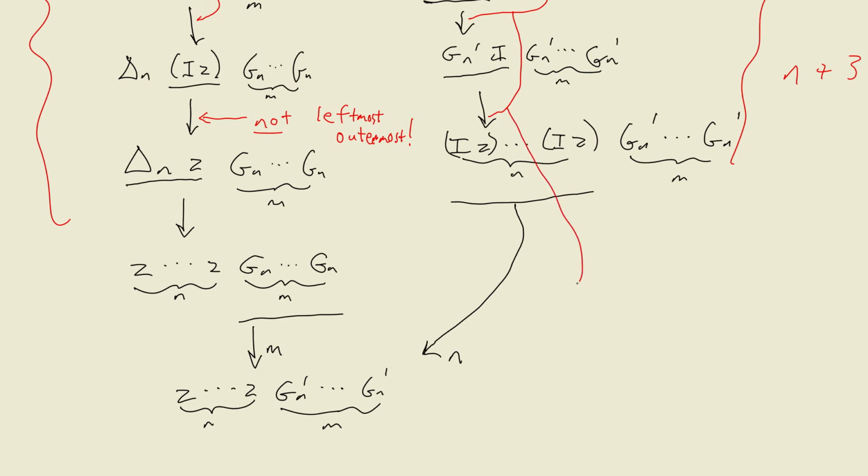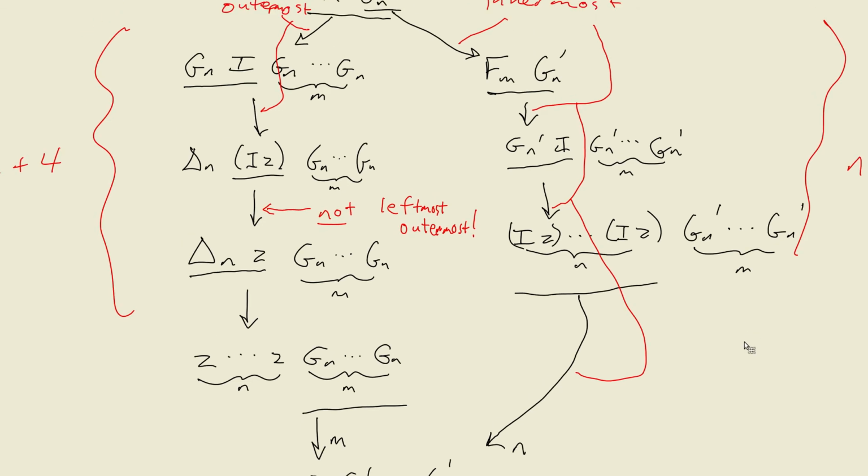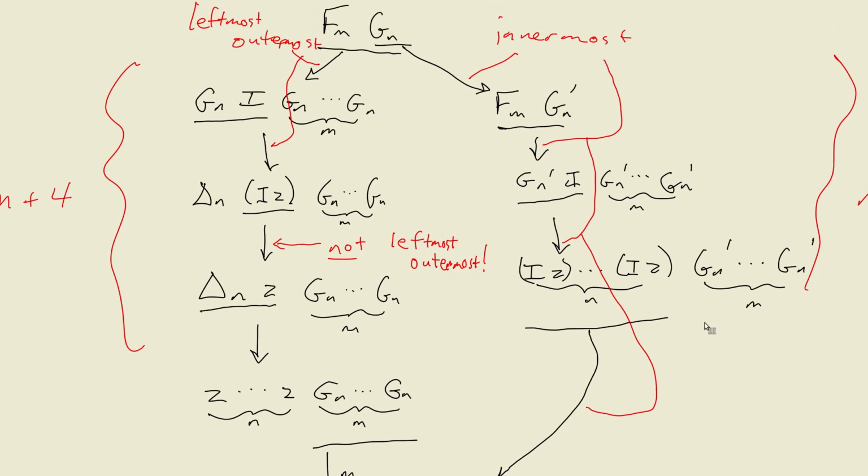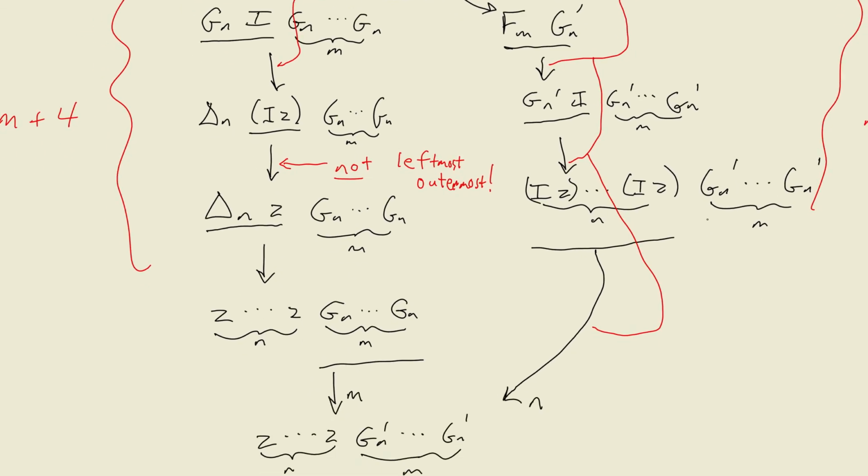So I do agree with them that the right sequence is innermost, but it seems like the left one is not strictly leftmost, outermost. So this I don't understand. But I thought it was kind of a cool example anyway. Maybe with some tweaks we could get something that fit exactly what they were saying.